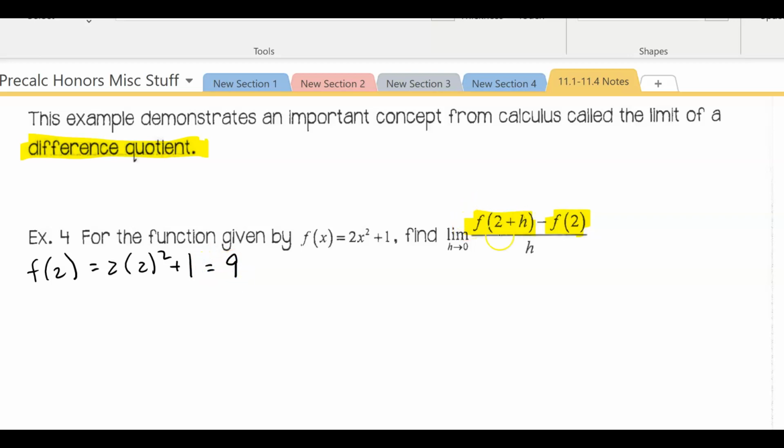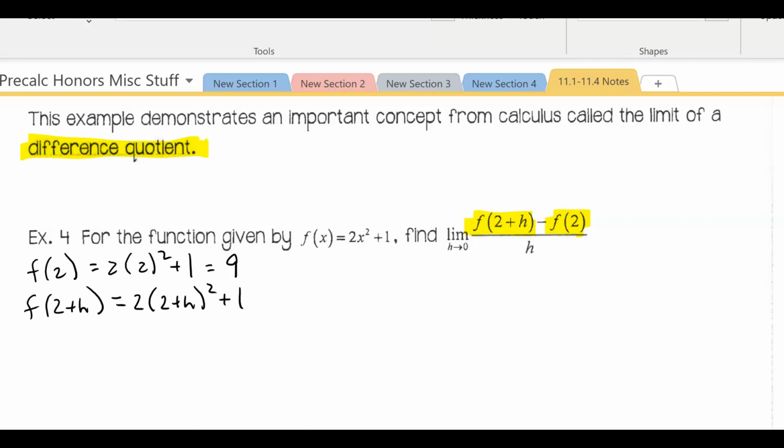And we need to figure out what f of 2 plus h is. Now everywhere that there's an x, I'm going to substitute in 2 plus h. So I have 2 times 2 plus h squared plus 1. So that's f of 2 plus h.